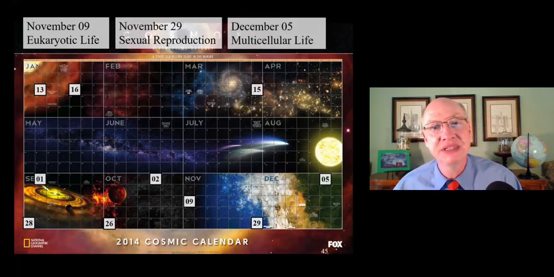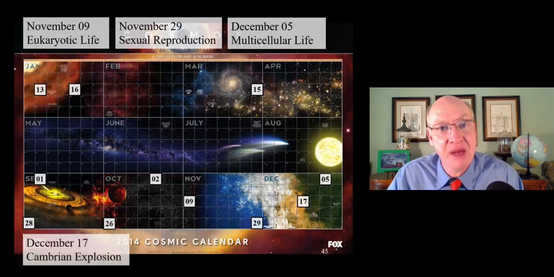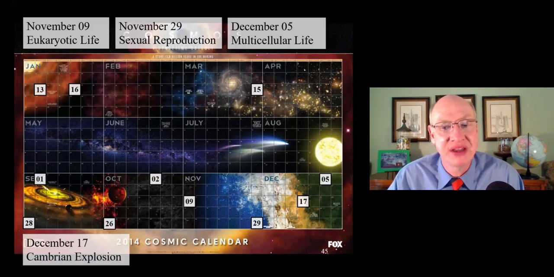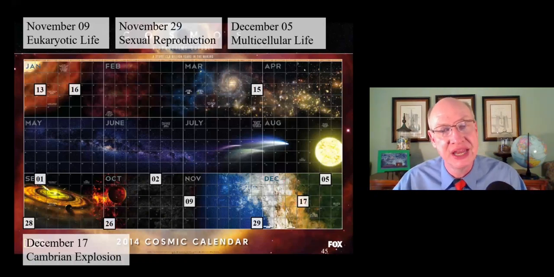The first multicellular life occurs on December the 5th on our cosmic calendar. That is the first time we see multicellular life. The first animals, and first complex animals, I should say, appear on Earth on December 17th in an amazing event called the Cambrian Explosion. If you're interested, you should look up the Cambrian Explosion. It's an amazing event in the history of the Earth. Up until this point, life was not very complex, and then there is an explosion in diversity and an explosion in complexity of life on Earth.